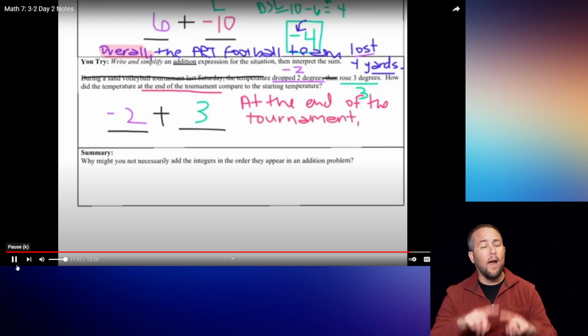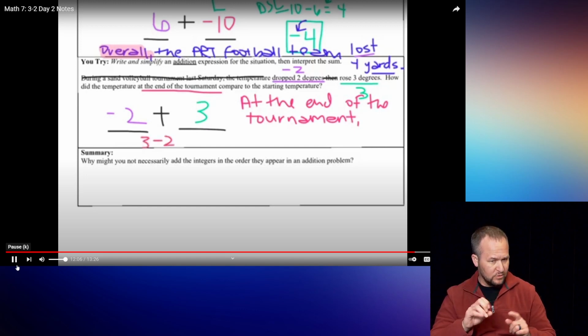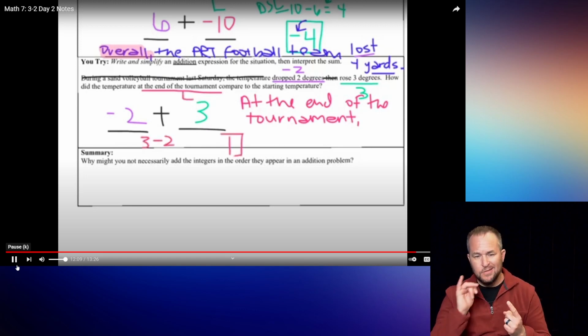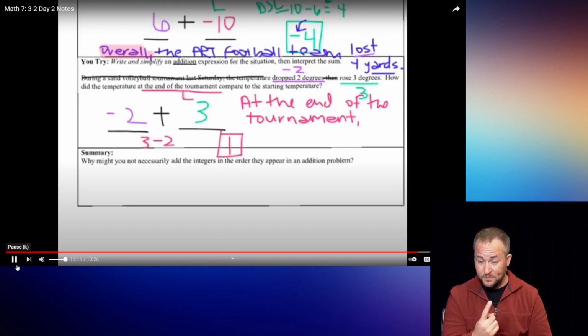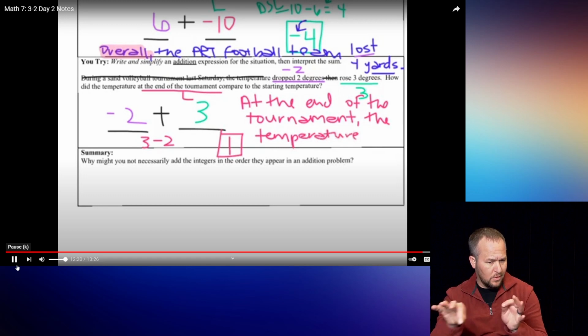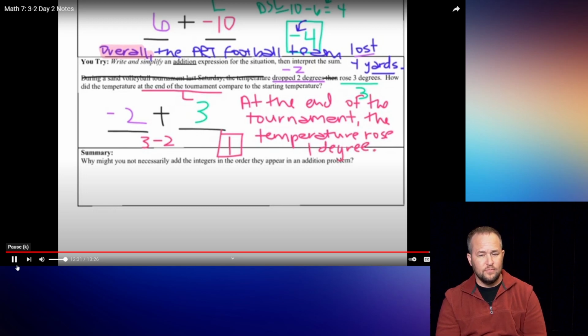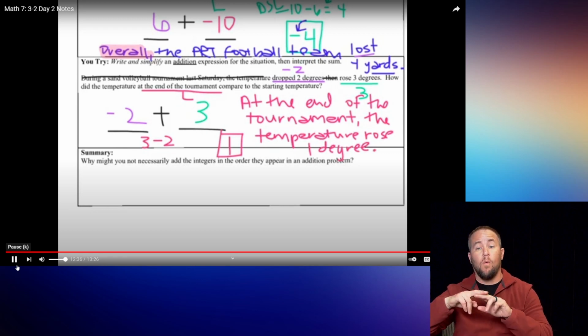And then what happened? So if I lost 2 degrees or dropped 2 degrees, and then we rose 3 degrees, they're different signs, I subtract them. 3 minus 2 gives us an answer of 1 because this is larger. That is our final answer. So at the end of the tournament, the temperature, and again, just use those words that are in the sentence. There's no reason for you to have to come up with other words. Just steal those words out of the sentence. So it says the temperature rose 1 degree. You have to indicate whether it is a positive or negative. So you either needed to tell me that it dropped or it rose, depending on that problem.